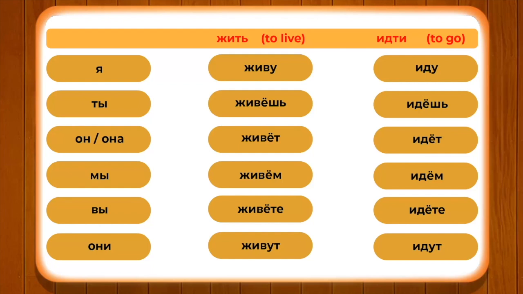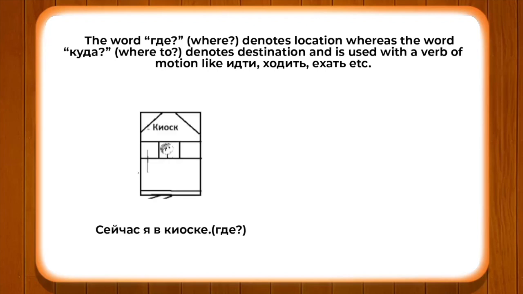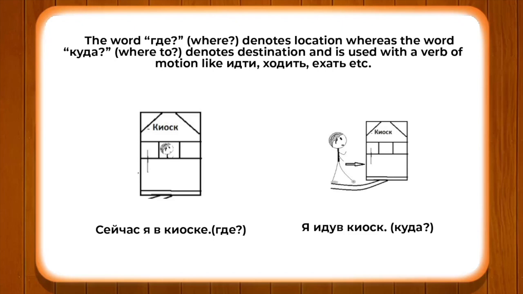Now let's pay attention to one concept which we have covered: где, which means where, denotes location, whereas the word куда, which means where to, denotes destination. So this is the basic difference. However, we have already covered it in the previous module, which was dedicated to the глаголы движения, or the verbs of motion. Normally this kind of question can be asked in a text, like: сейчас я в киоске. Where am I? I am at the kiosk right now. Сейчас я в киоске. Где? Куда? Я иду в киоск. So this is the basic difference.